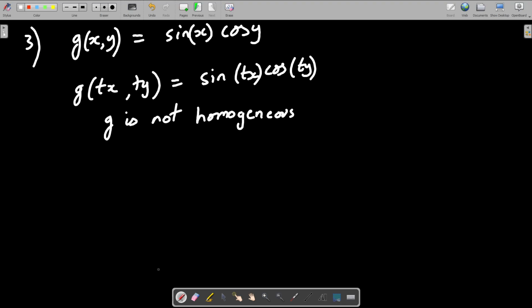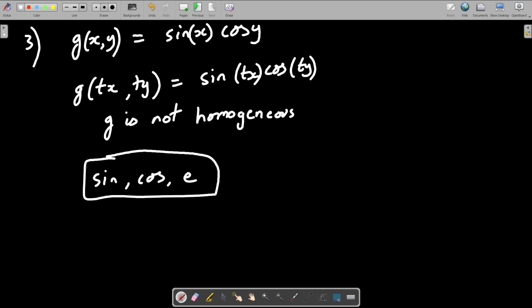Actually, the majority of the non-homogeneous functions which we'll be dealing with will be these only: sine, cos, and e raised to something. These are not homogeneous anyways. So the moment they come into the picture, the function is obviously not going to be homogeneous. But there can be other ones also, even though these are not there, where the function is not homogeneous. Let us take for example this one.